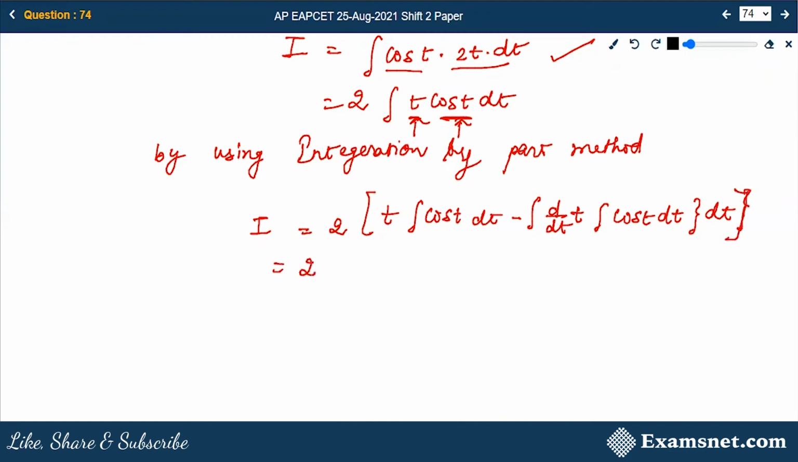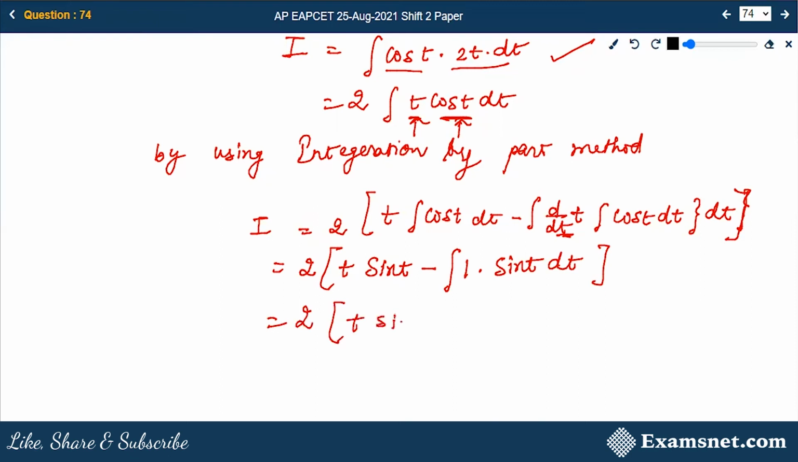So this is 2t. What is the integral of cos t? It is sin t minus the integral of, the derivative of t is 1 and the integral of cos t is sin t, dt. So 2t sin t minus the integral of 1 into sin t, which is the integral of sin t. What is the integral of sin t? It is minus cos t. Minus minus will be plus, so it is plus cos t plus some constant.